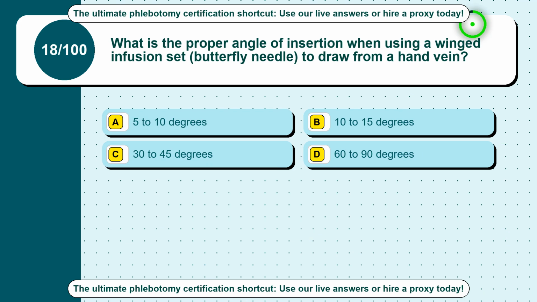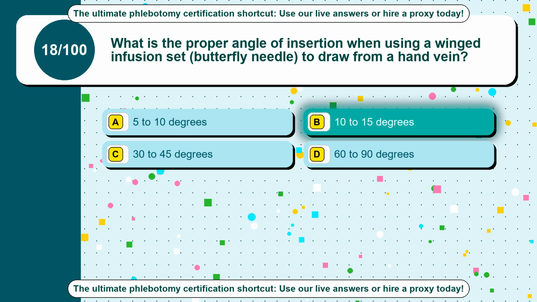Question 18. What is the proper angle of insertion when using a winged infusion set, butterfly needle, to draw from a hand vein? Option A. 5 to 10 degrees. Option B. 10 to 15 degrees. Option C. 30 to 45 degrees. Option D. 60 to 90 degrees. The correct answer is option B.